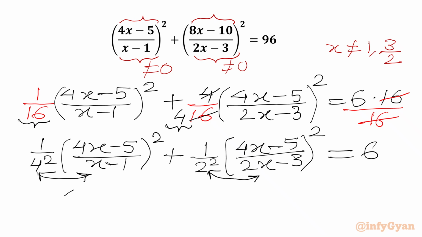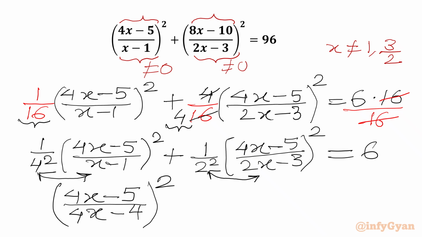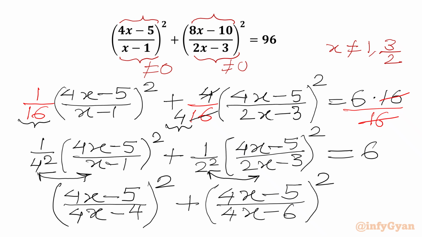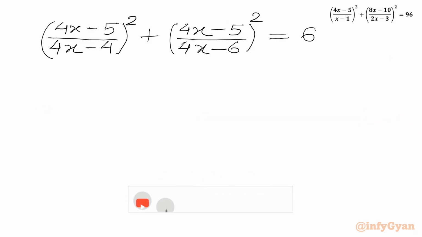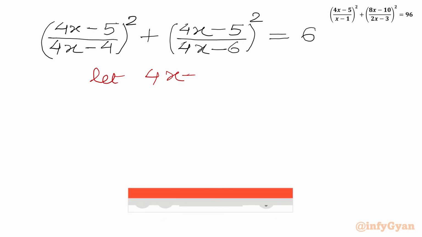So I can write our equation 4x minus 5 over 4 times x minus 1, which is 4x minus 4 whole square plus 4x minus 5 over 2 times 2x minus 3, which will be equal to 4x minus 6 whole square equal to 6. Let me write our equation here. Here it is.